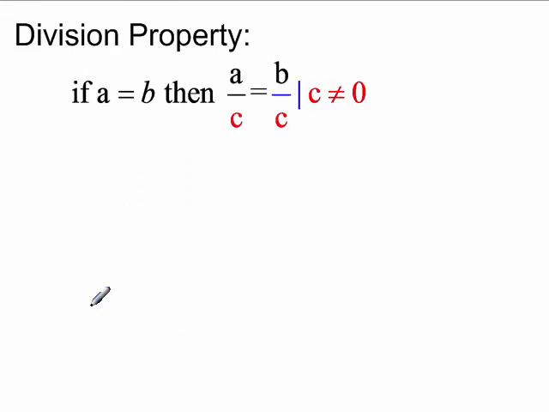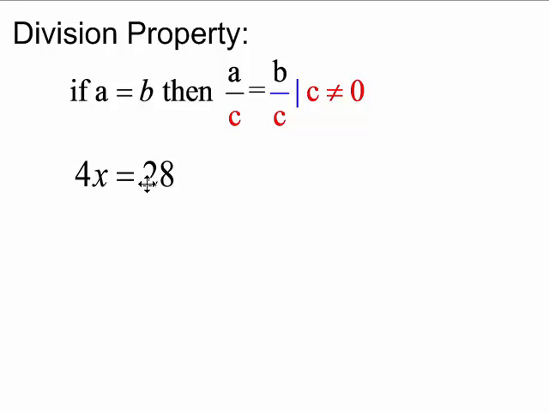Okay, next one. Division property. If a equals b, you're allowed to divide both sides of the equality by the same value, provided that that value is not equal to 0, because we're never, ever allowed to divide by 0. That's undefined. So if you start out with 4x is equal to 28, if we divide both sides by 4, you wind up with x is equal to 7.